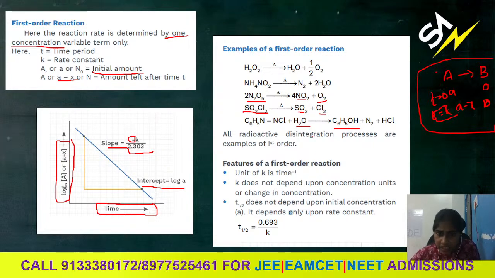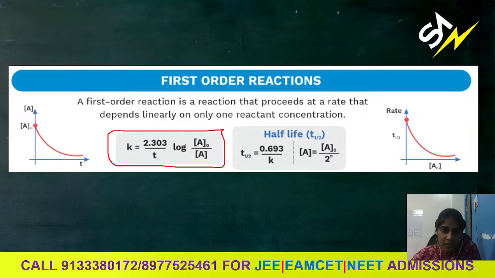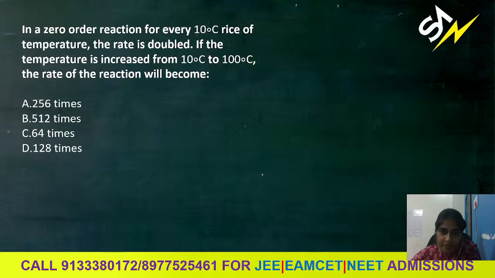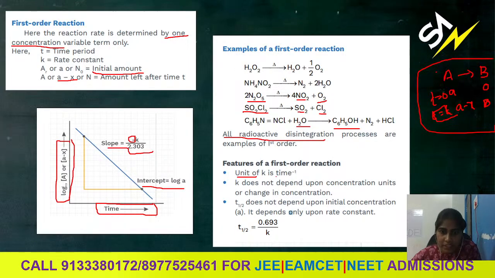And all radioactive disintegration processes are examples of first order reactions. All radioactive reactions come under first order reactions. Next, features of first order reaction. So this is the rate equation. So let's find the units for a first order reaction.